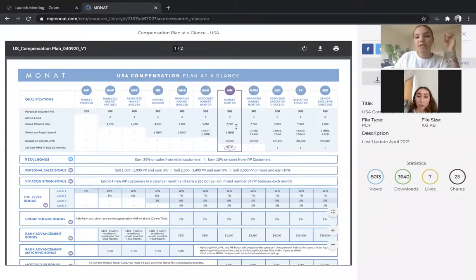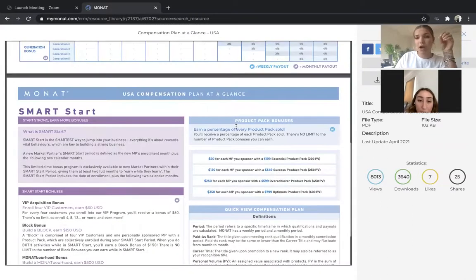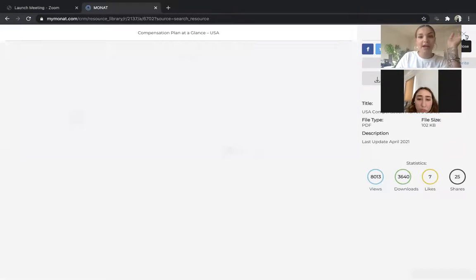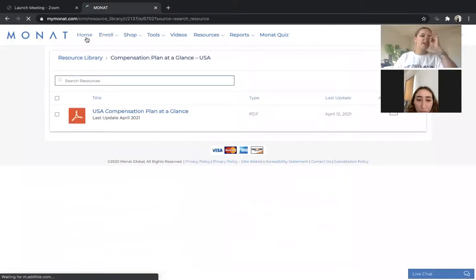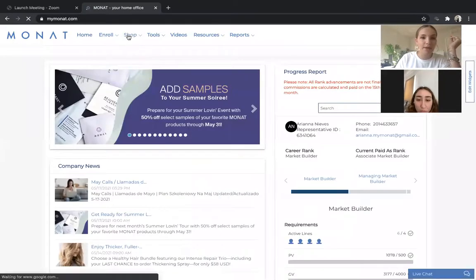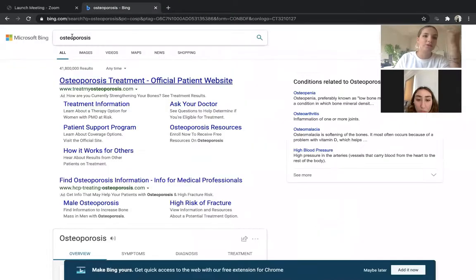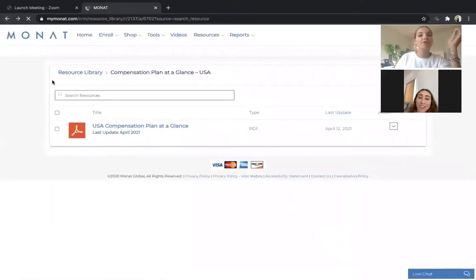So this is one of the PDFs that you're going to pull up in your back office when you log in. I'm going to show you right now how to get to it. When you log into your back office, your screen will actually look like shop, right when you log in here. Oh, I don't know why my computer does this. It just bugs out sometimes. I'm sorry.